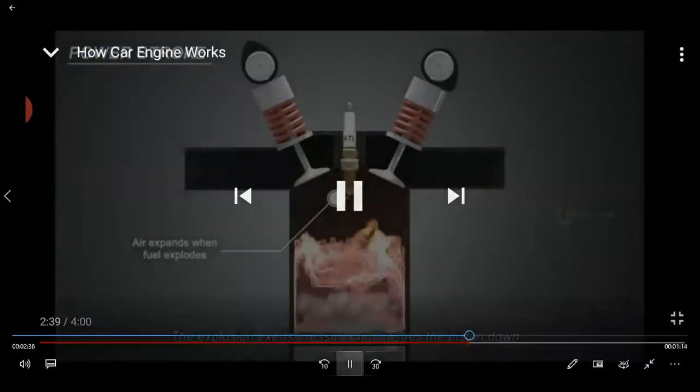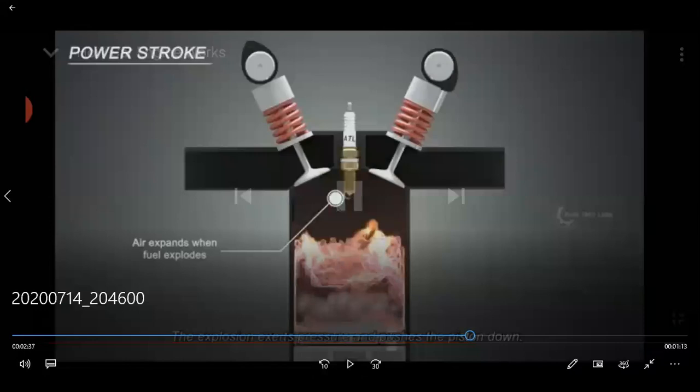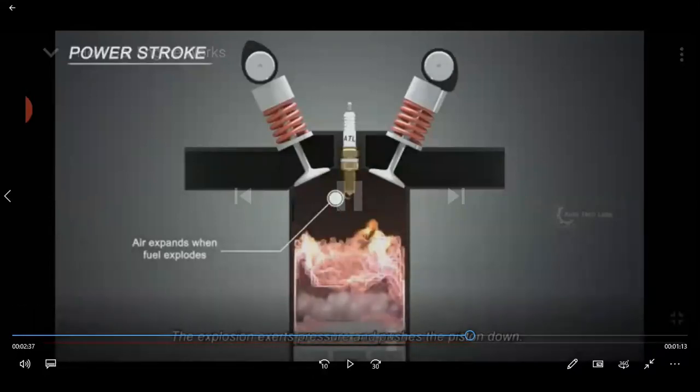Explosion takes place, and what is happening? See, because of the explosion, what is happening? The pressure is rising inside the combustion chamber so much so that the pressure cannot be sustained by the piston and it has to push down. The piston is pushed down. The piston is pushed down, students.